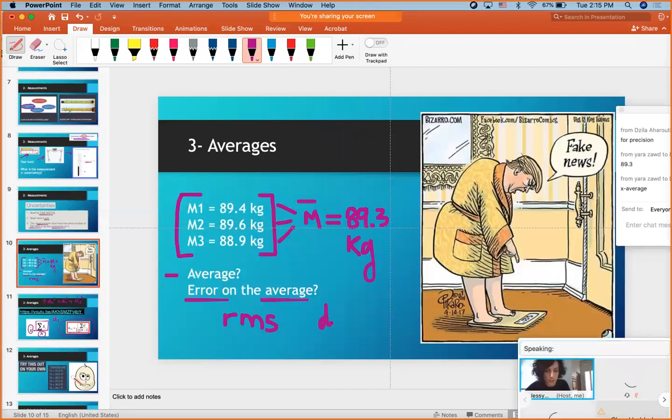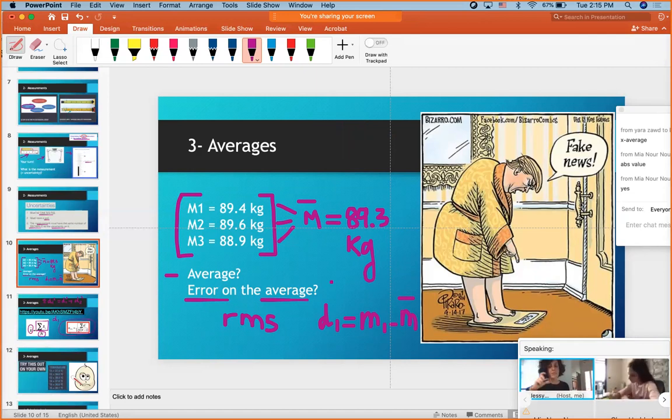So in this case, D1 is M1 minus M bar, or in other words, how far away each measurement is from the average. It's called the deviation. We don't care about absolute value or not, because eventually I'm going to square it, so it's going to be positive.